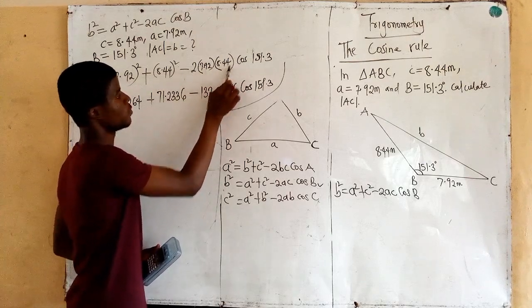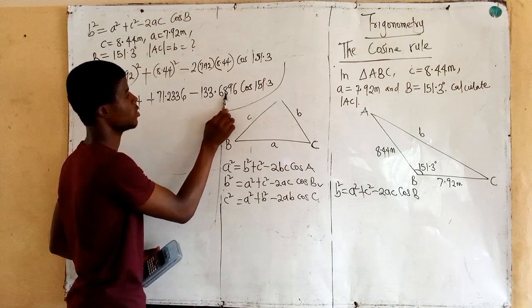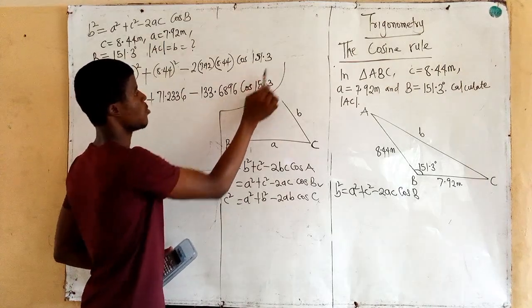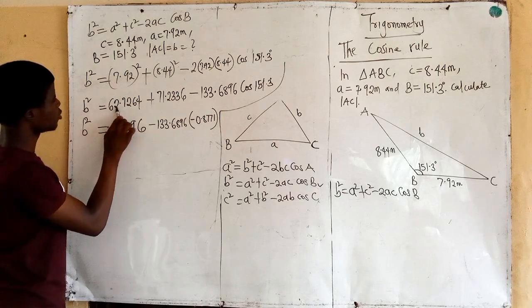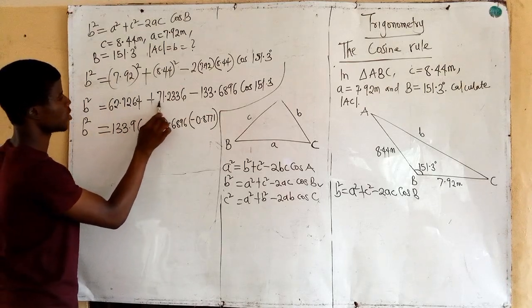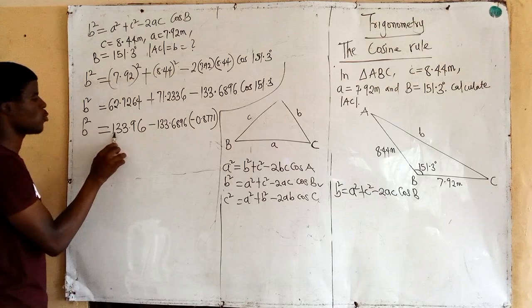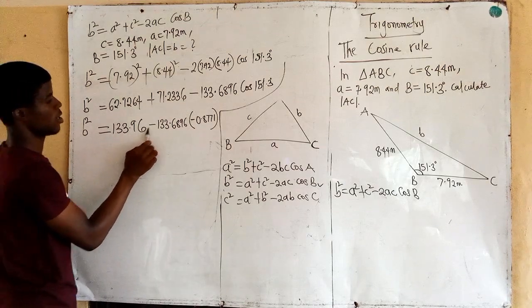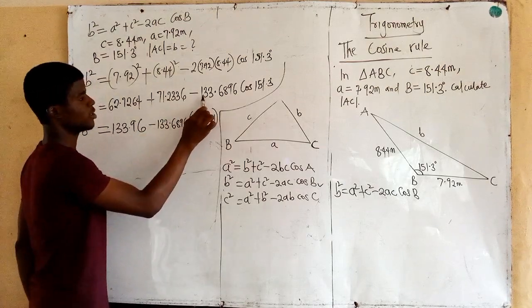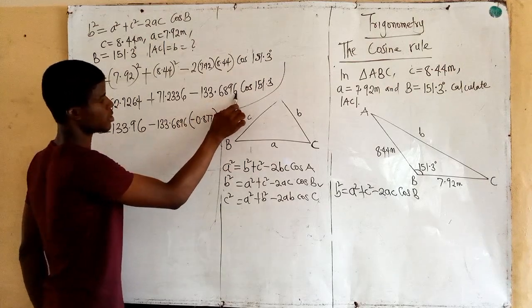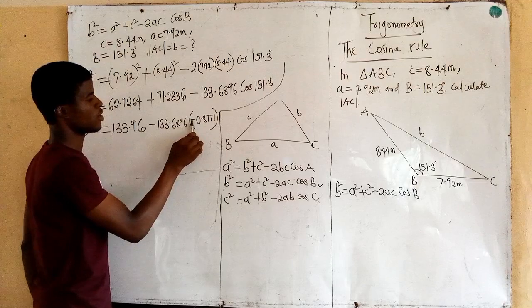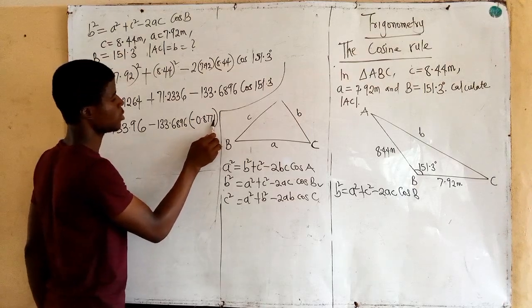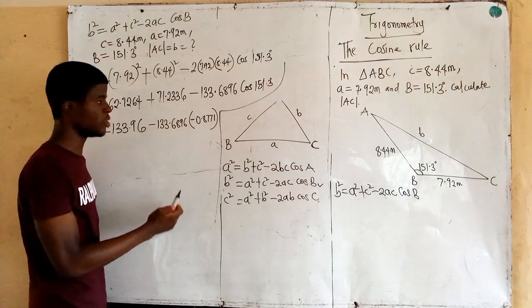times 8.44 is 133.6896, then cos 151.3. b squared is equal to 62.7264 plus 71.2336 is equal to 133.96 minus 133.6896. Then cos 151.3 degrees is minus 0.8771 to 4 decimal places.